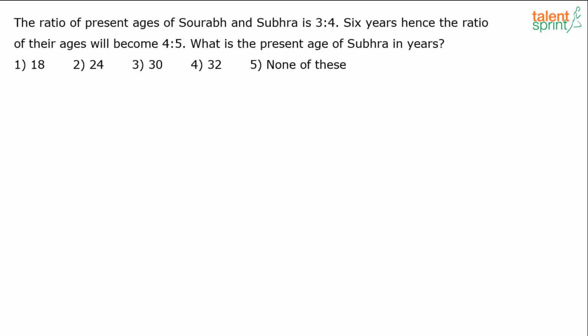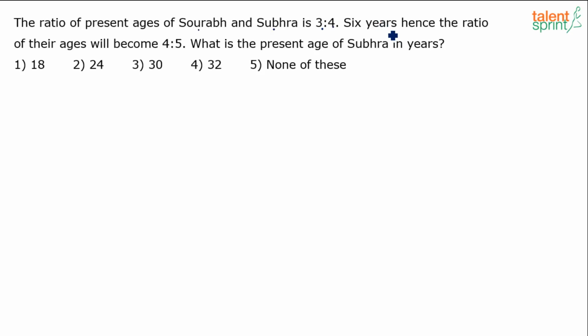Well, answers have come in. Most of you have marked option 2. 24 is the answer. Let me discuss this now. So the ratio of present ages of Saurabh and Shubhra is 3:4. So the immediate reaction should be Saurabh's present age should be a multiple of 3. Shubhra's present age should be a multiple of 4.